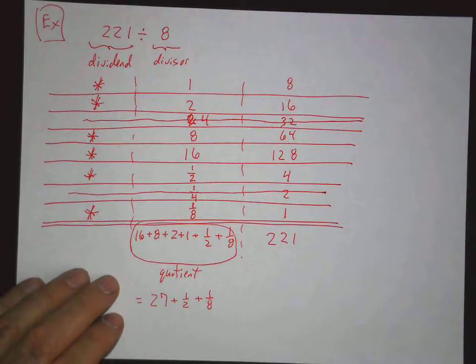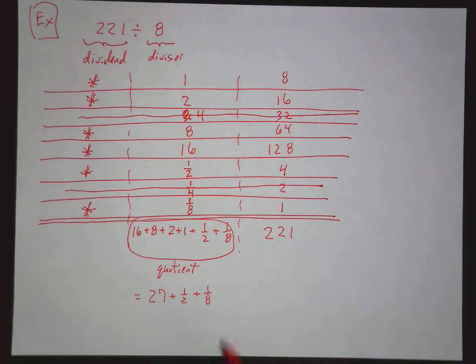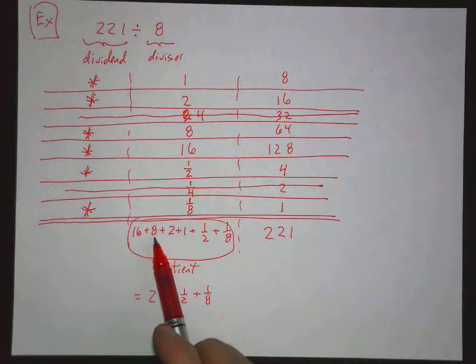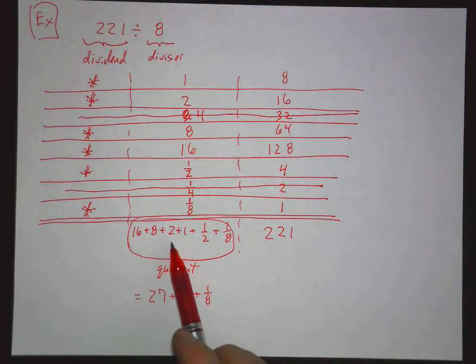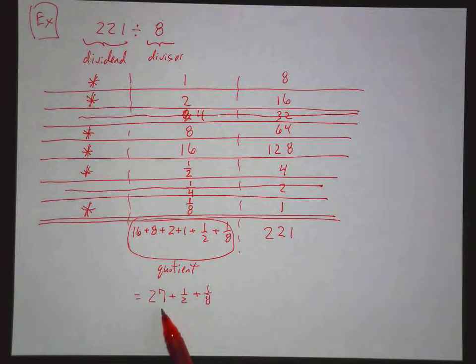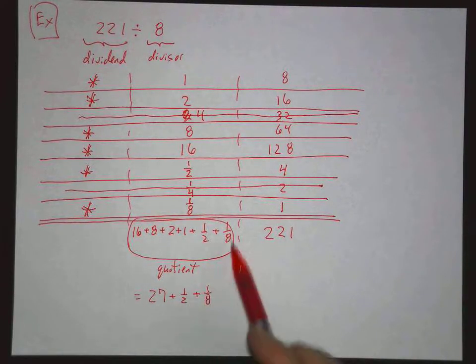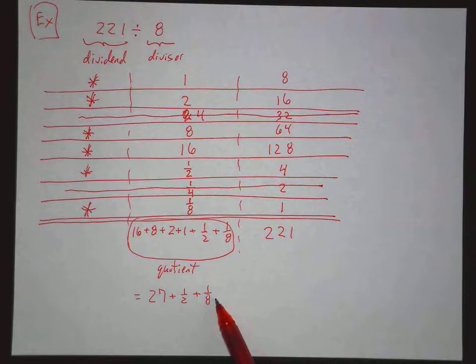Whoops, let me raise this up, forgive me. My quotient is 16 plus 8 is 24, plus 2 is 26, plus 1 is 27, plus 1/2, plus 1/8. This is my quotient.